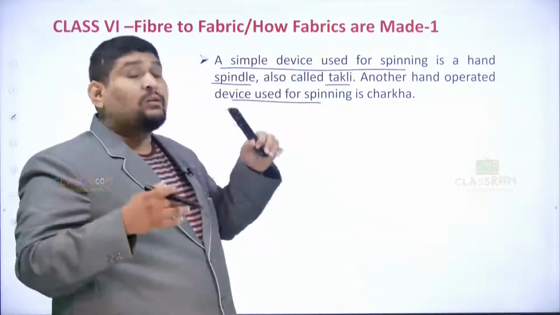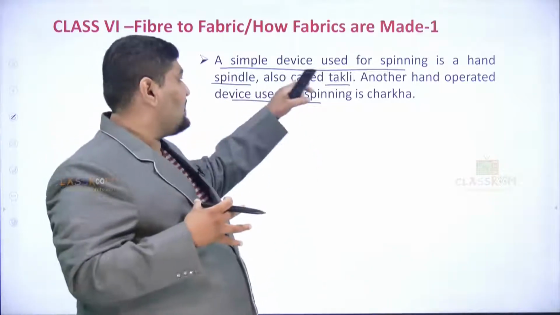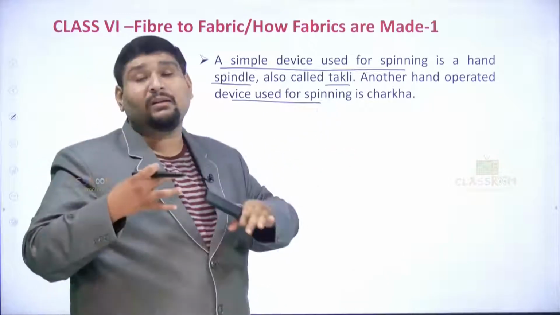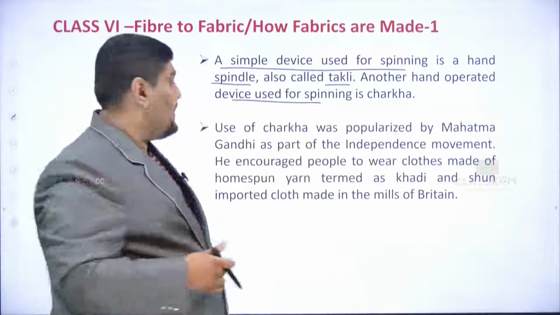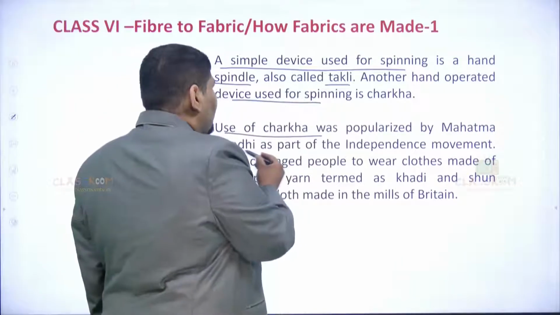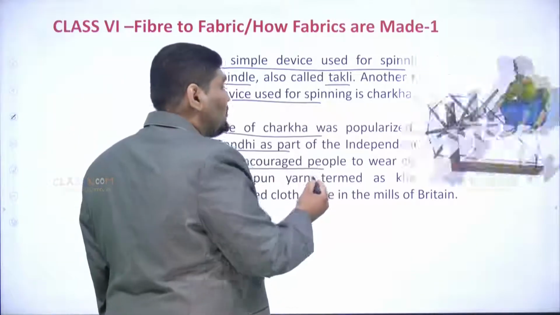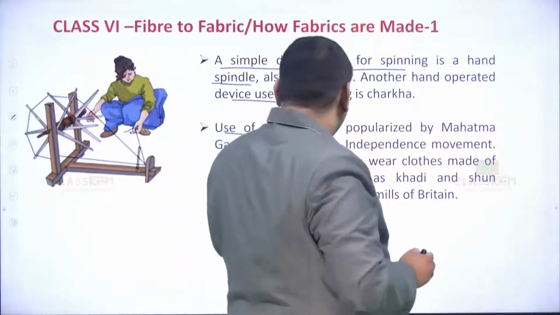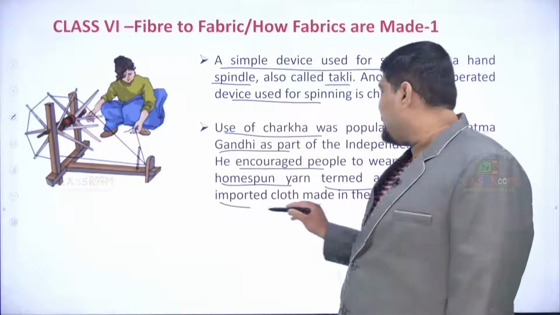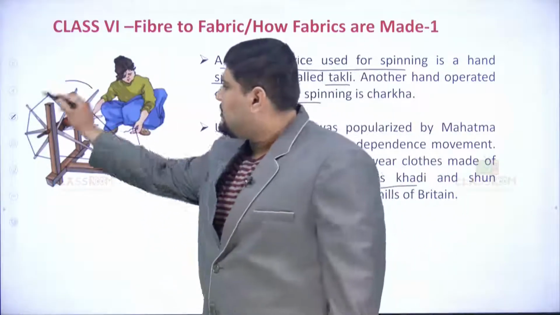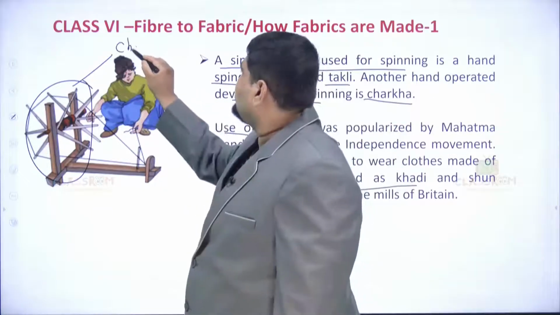So when you want to do spinning, you can use a hand spindle, which we simply call takli, or spinning can be done by using a charkha. The use of the charkha was popularized by Mahatma Gandhi, as I said, as a part of the independence movement, and he encouraged people to wear clothes made of homespun yarn, termed khadi, and shun imported cloth. So this is called the charkha.